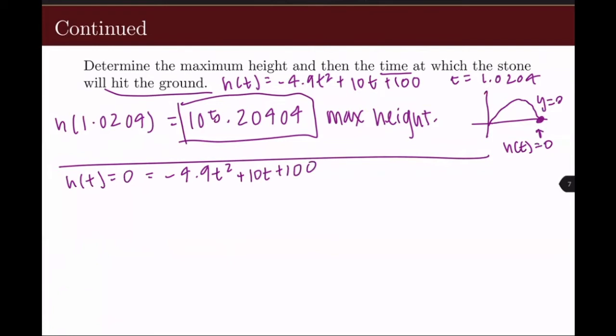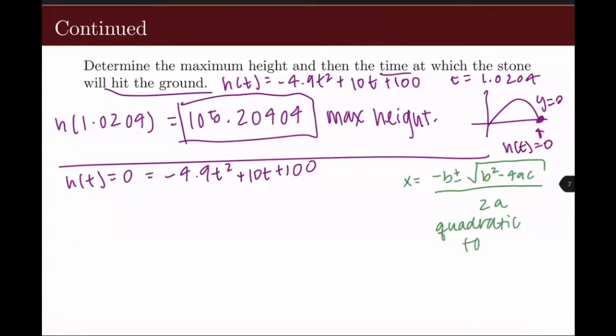And how we're going to figure this out is we're actually going to use the quadratic formula. If you don't remember the quadratic formula, I'll write it for you over here. It's going to be x equals negative b plus or minus the square root of b squared minus 4ac, all divided by 2a. This is the quadratic formula.